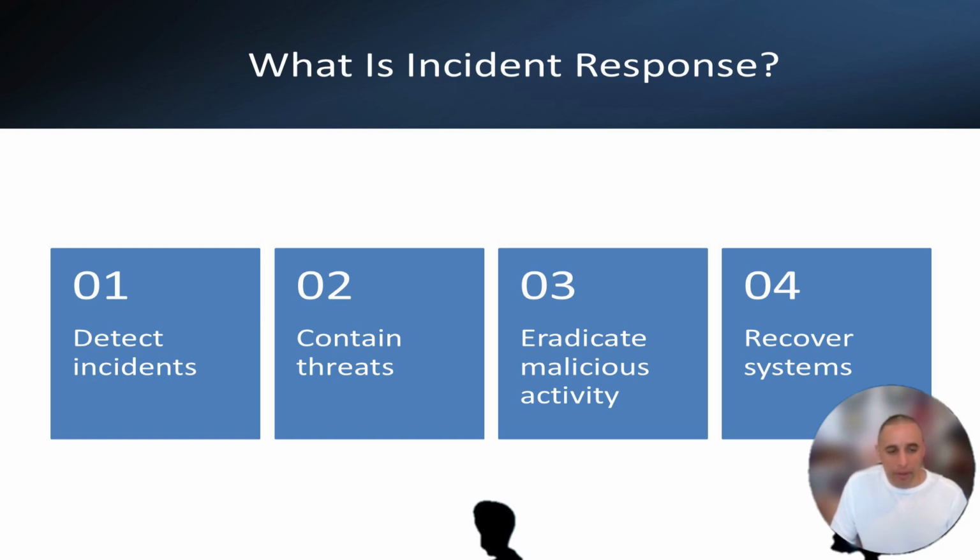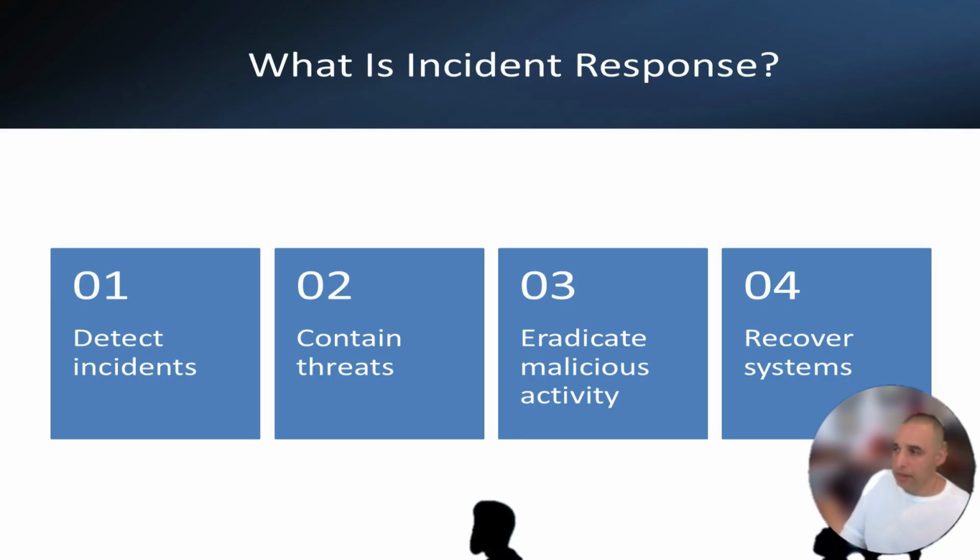Contain threats. Once an incident is confirmed, the immediate goal is containment, stopping the attacker from moving further. This might involve isolating compromised endpoints, blocking network traffic, disabling accounts, segmentation or firewall adjustments. Containment buys time, limits damage, and prevents the attack from spreading across the environment.